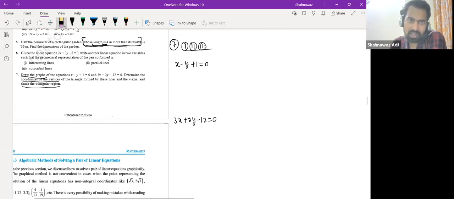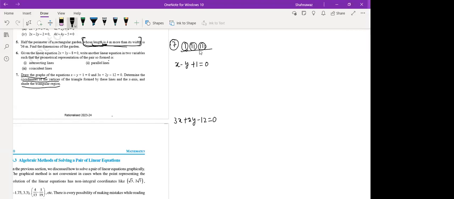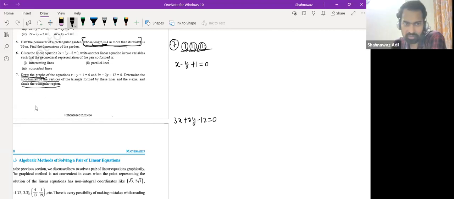I was saying that the seventh question has three parts, right? First part is that we have to draw the graph. So these two equations are given and we have to draw the graph of these two equations. And then second part is that we have to find the coordinate of the vertices of the triangle. And then the third part is that we have to shade the triangle, right? So let us first do the first part.